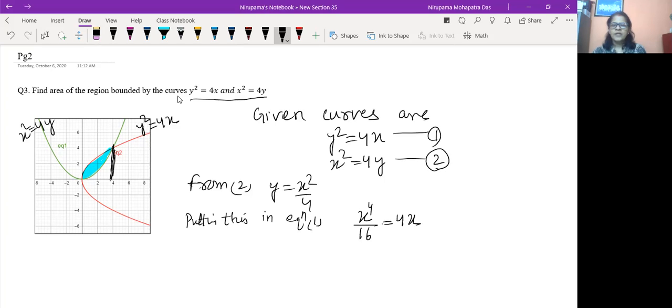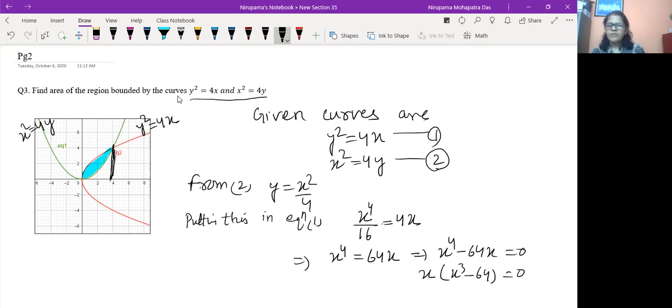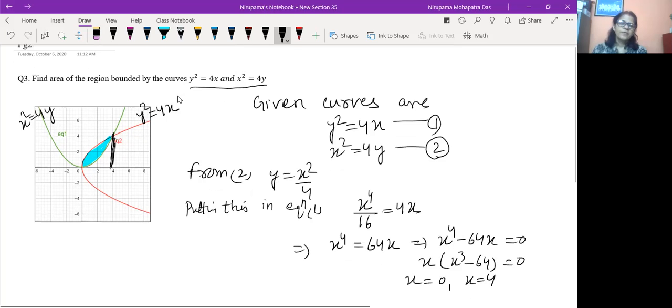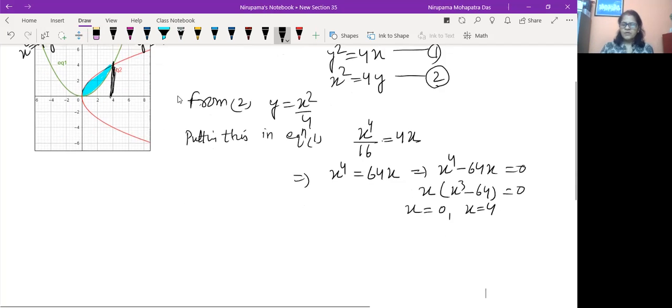So it means x to the power 4 equal to 64x. This implies x to the power 4 minus 64x equal to 0. This is very interesting: x cube minus 64 equal to 0. So you are getting x equal to 0, x equal to 4. That is also evident from the rough sketch we have drawn. So x equal to 0 and x equal to 4.